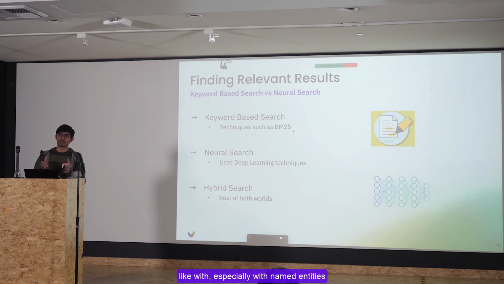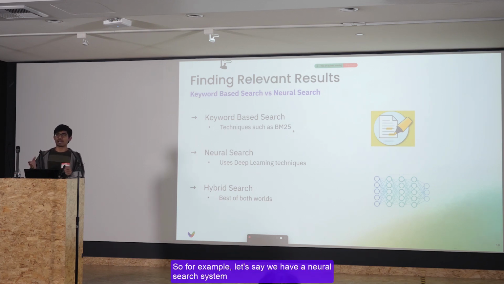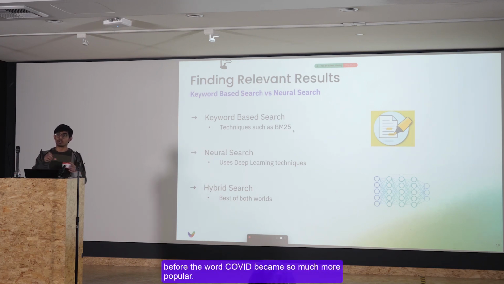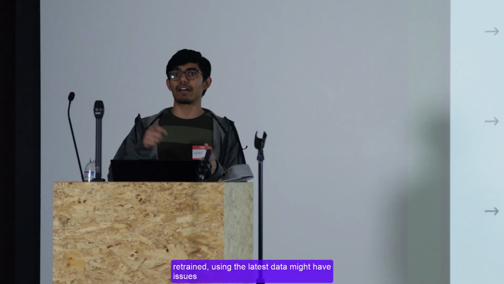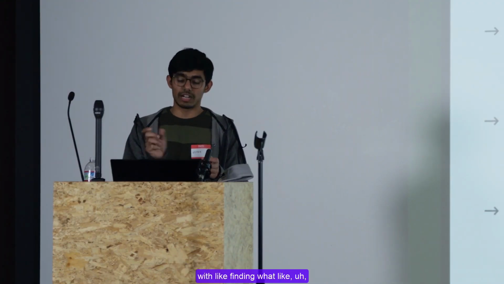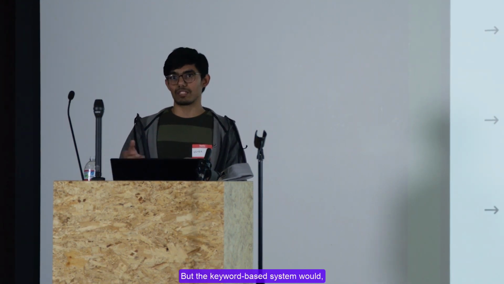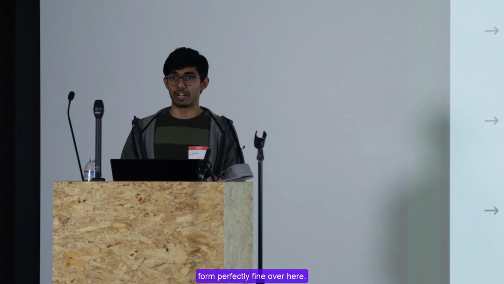Another example where neural search might perform inferior to a keyword-based search is, especially with named entities, if it was not trained on something or a very new word. So for example, let's say we have a neural search system that was trained on data before 2020, before the word COVID became so much more popular. This kind of system, if not retrained using the latest data, might have issues finding matching documents with the word COVID. But the keyword-based system would perform perfectly fine over here.